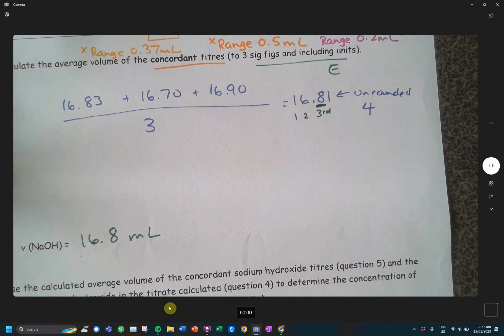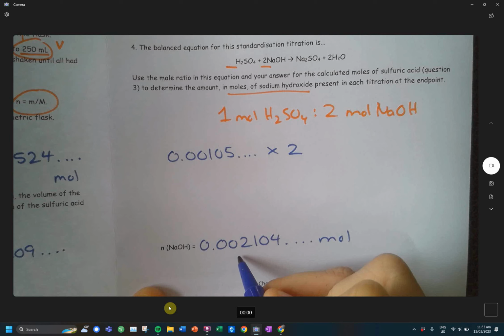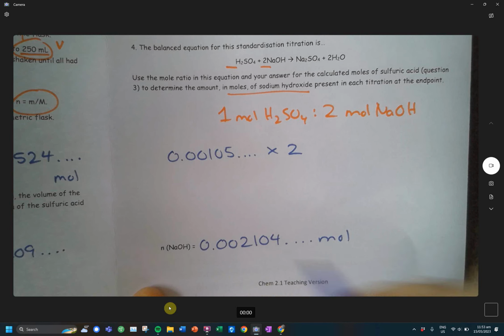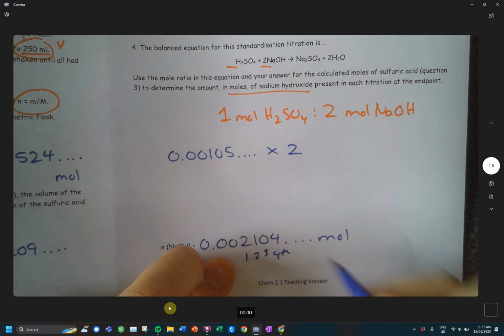Yeah? So if I was looking at this guy over here, these zeros don't count towards my significant figures. It's only once we get a whole number, a non-zero number. So this would count as my first number, that would be my second, that would be my third, that would be my fourth. So what we're trying to do is round to 3 sig figs.